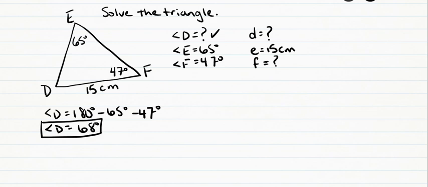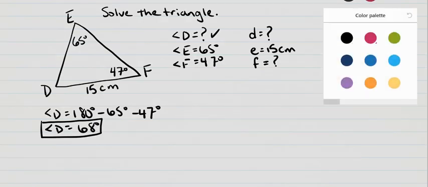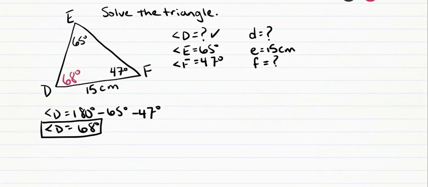Next, we can look for either side D or side F. And because this is not a right triangle, we're not considering Pythagorean theorem as an option, and we're not considering the primary trigonometric ratios as an option for solving. So either we're looking at sine law or cosine law. Now we have angle D is 68 degrees, and we have a full ratio for angle E and side E. So we have that matching angle and side pair.